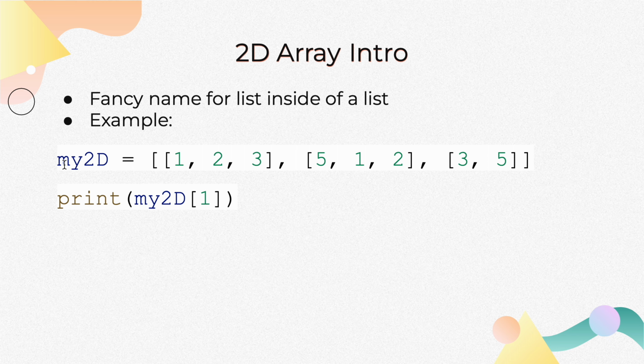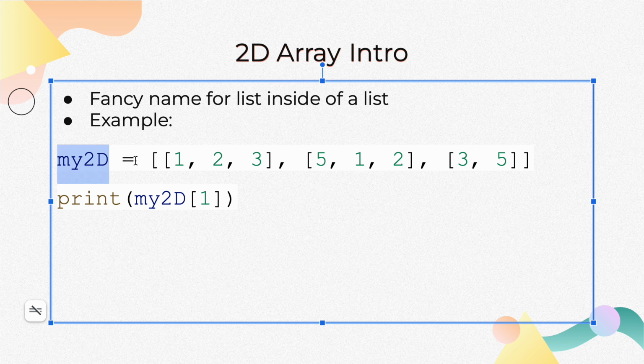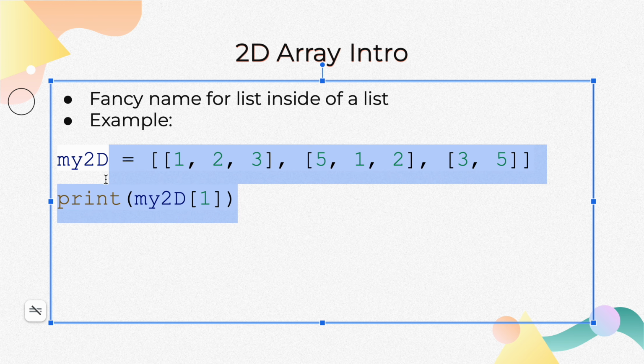For example, my2D, which is a list, will have 1, 2, 3 as the first element, 5, 1, 2 as the second element, and 3, 5 as the third element. Notice here we have two square brackets inside of each other. Let's see what this code runs.